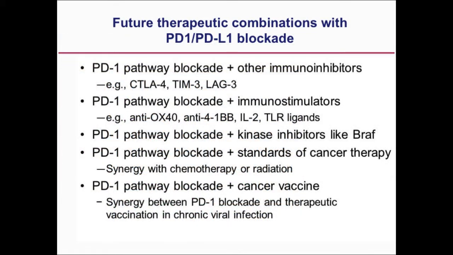So you can think of future therapeutic combinations with these drugs, and like I already said, PD1 could be combined with other immunoinhibitory molecules. CTLA-4 is already given as an example, but also TIM3 and LAG3. But you could also use it in combination with immunostimulators, such as, for instance, anti-OX40, which is in the clinic, 4-1BB, also in the clinic, IL-2, toll-like receptor ligands, but also with, for instance, targeted agents like BRAF inhibitors. But perhaps it can also be combined with standard cancer therapies, such as radiotherapy or chemotherapy, or combined with vaccines.